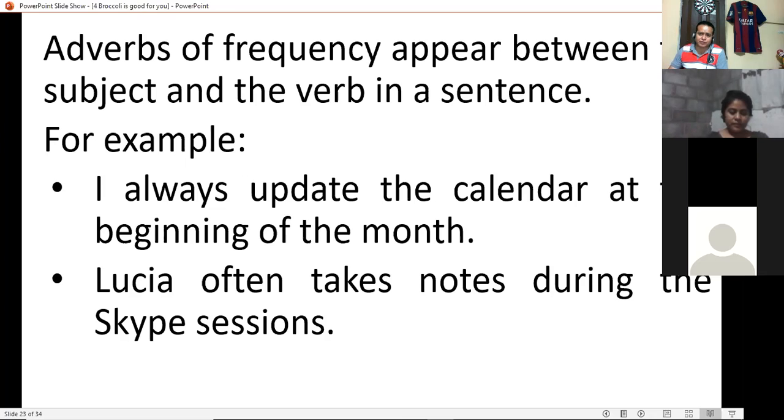Adverbs of frequency appear between the subject and the verb in a sentence. For example, I always update the calendar at the beginning of the month. Lucia often takes notes during the Skype sessions. Una pregunta, cualquier pregunta acá. ¿Tienen alguna pregunta? No.